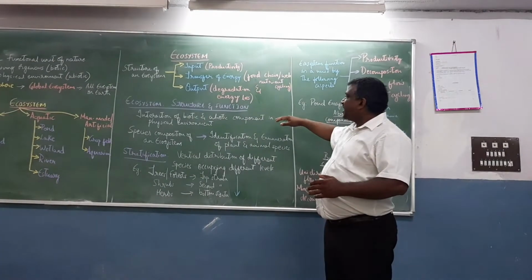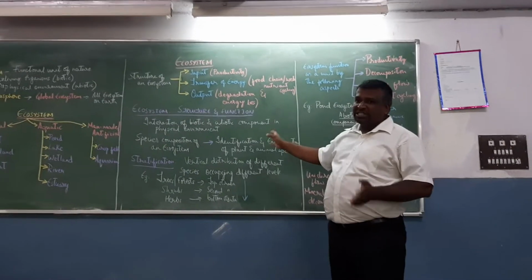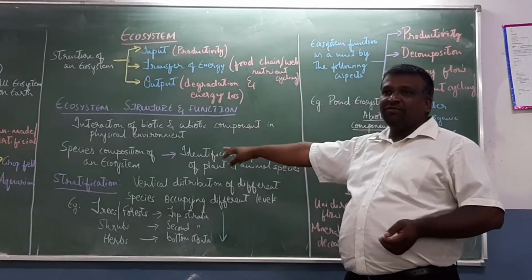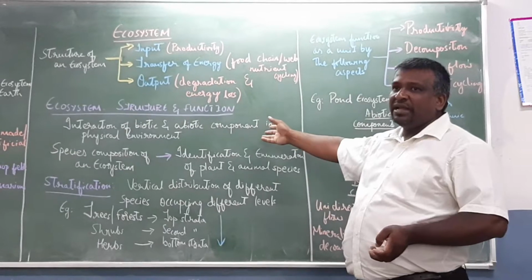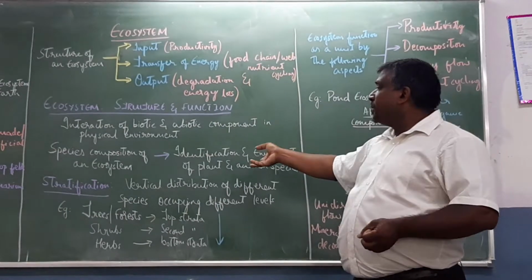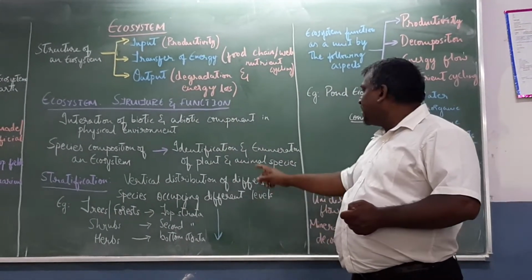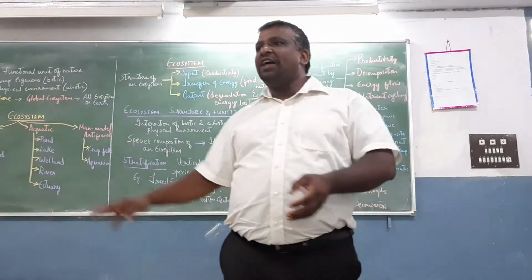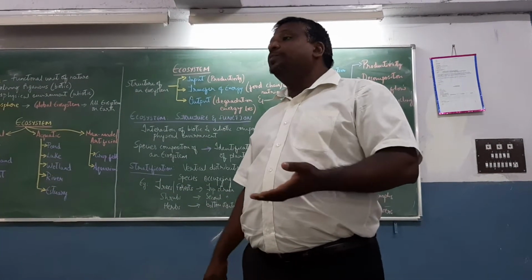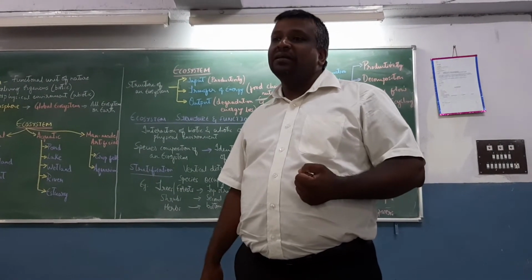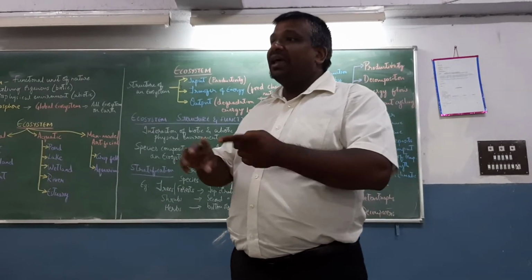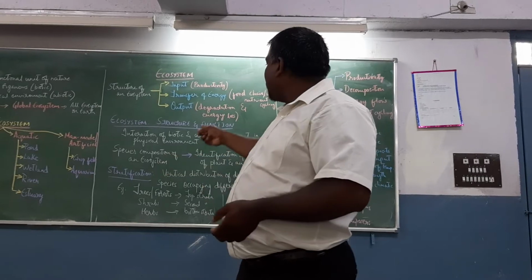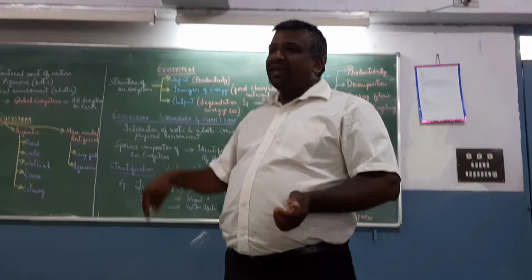Now, ecosystem structure and function. I have already discussed what an ecosystem is: interaction of biotic and abiotic components in the physical environment, that is land, air, water and soil. So, species composition of an ecosystem: how can we understand it? You have a forest ecosystem. What are the species there? How will you understand that? First you have to identify and enumerate the plants and animals in that region. By that we can understand the species composition of an ecosystem.